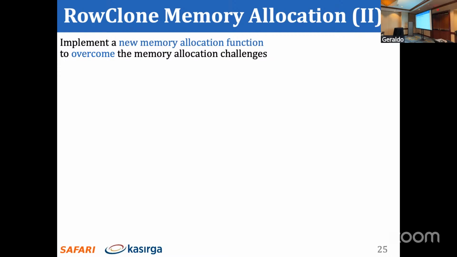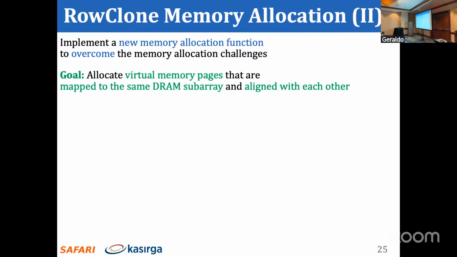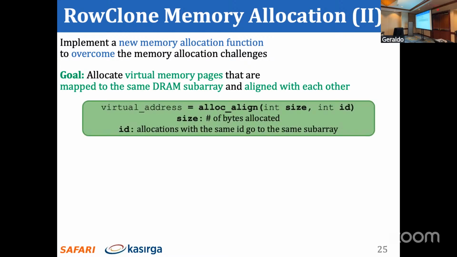For that, we implement a new memory allocation function in the custom supervisor software. Basically, the goal of this function is to allocate virtual pages that are mapped to the same DRAM subarray and that are aligned with each other, so that we satisfy mapping 4 in the previous slide.